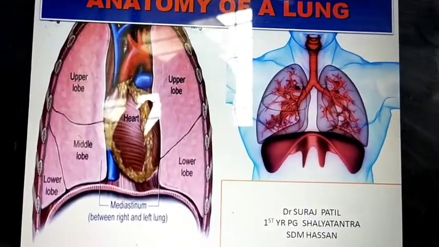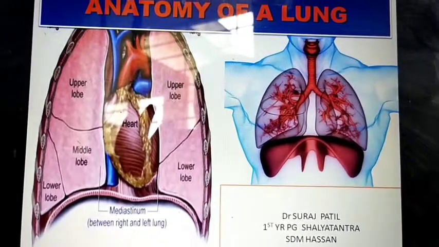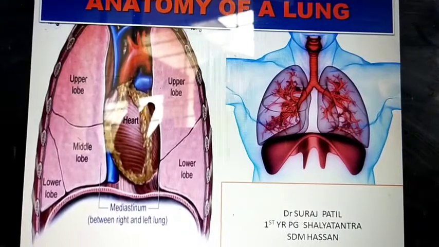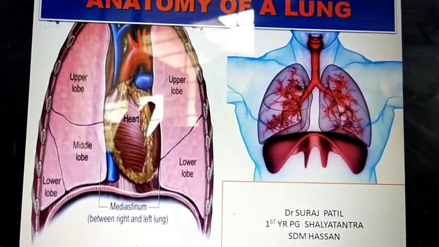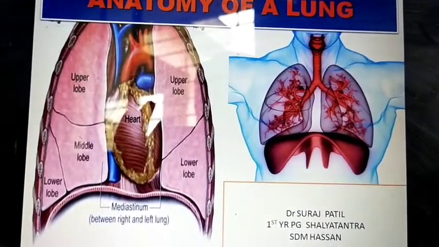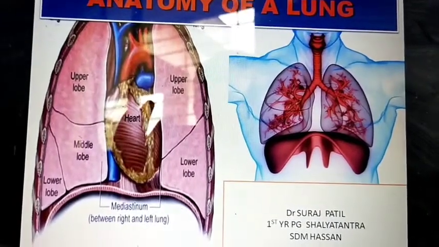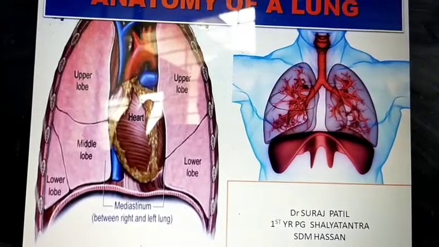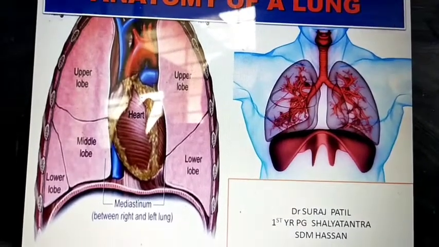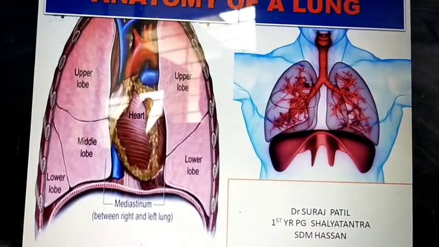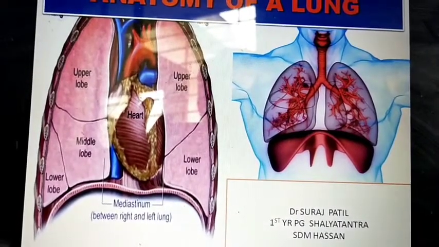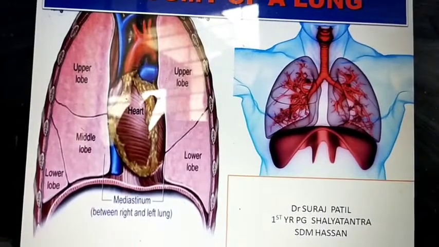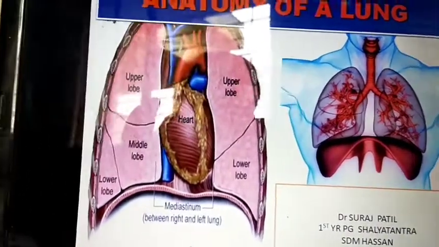The lungs are two in number, one on the right side and another on the left side. The right lung is situated slightly above the left lung, because below it there is the liver. Because of the pressure of this big organ, the right lung is slightly higher than the left lung.